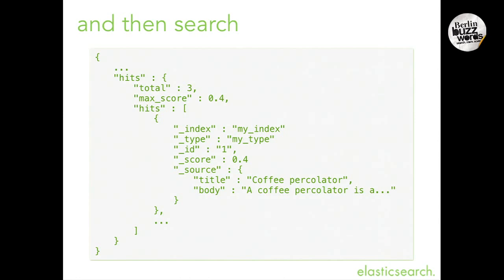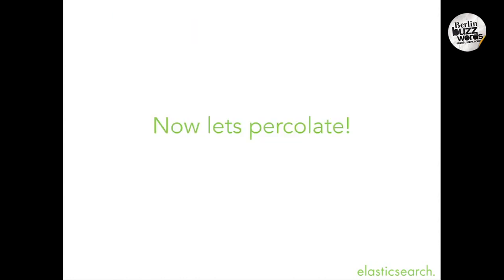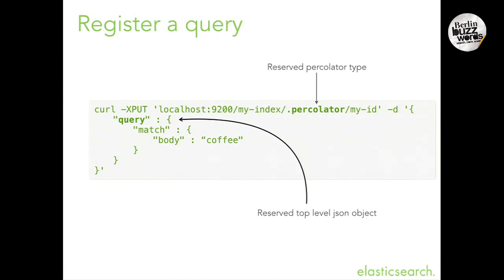So we have indexed documents, do a search, and we get back hits, which are the documents we had indexed. But now let's do it differently. Now let's percolate. So instead of indexing a document, we're going to index a query. If you look at this call, it looks similar to the index call. The only difference is that we index into a dedicated type called .percolator. And the payload of that call is the query and not the data itself, the document. Here we also define the match query, similar to the query we saw in the search API.